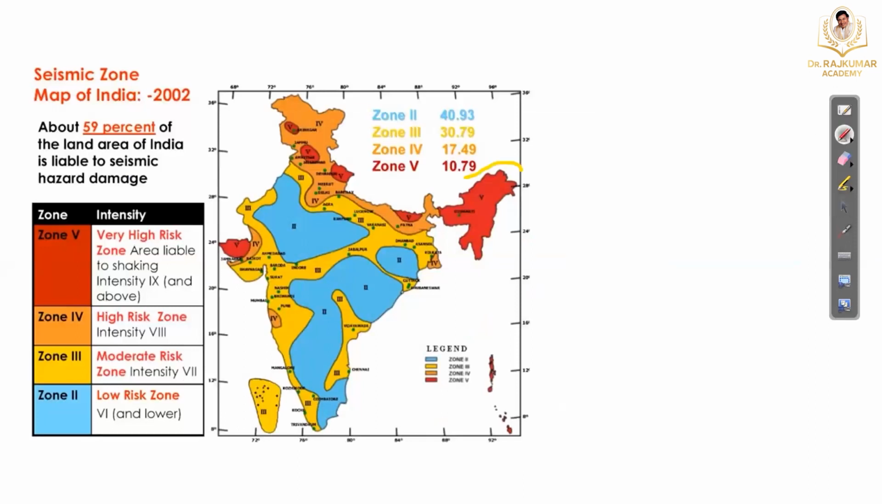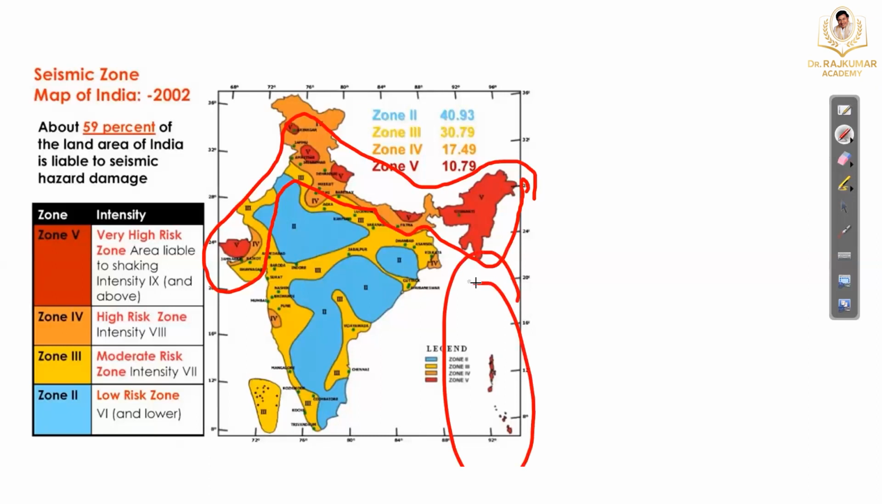Let me concentrate on the zone 5 regions of India. If I take all the zone 5 regions of India, totally there are 7 regions. Can you identify the 7 regions? If possible, you can write them down also. What are the 7 regions?